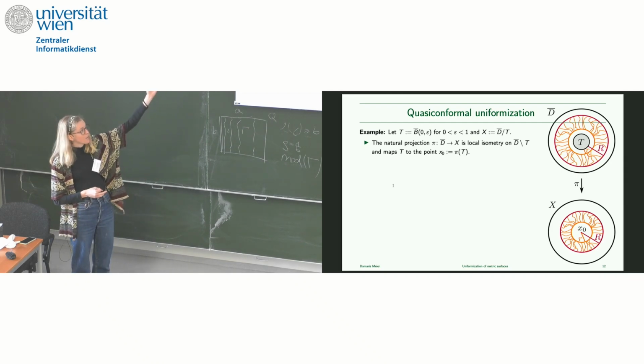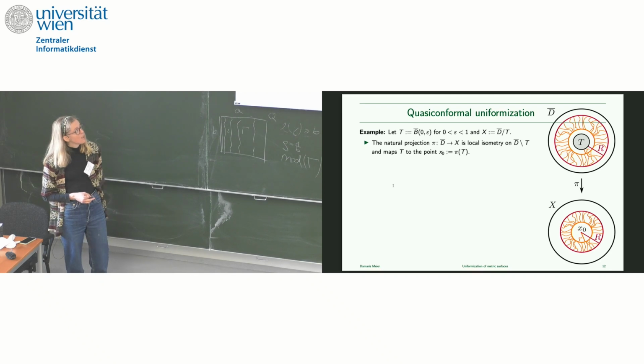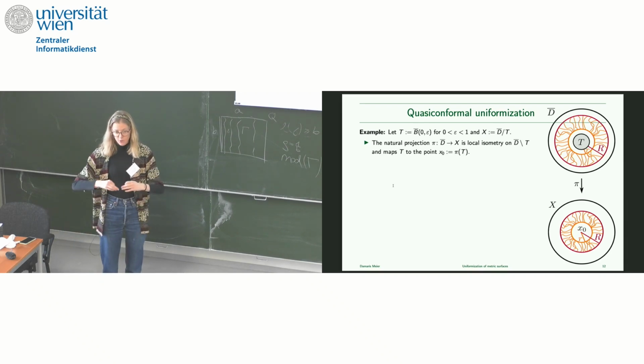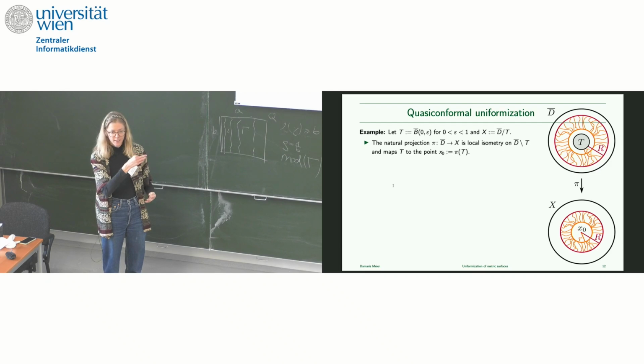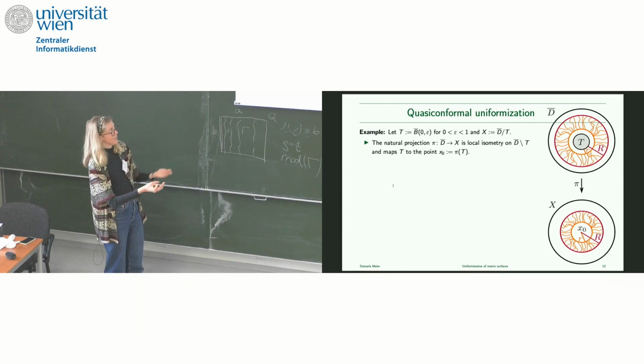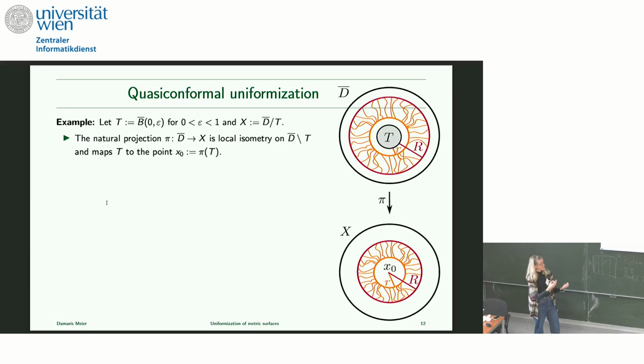And then we, of course, have the natural projection. This is a local isometry everywhere except in this small ball that we collapse, and it sends this ball T to just one point. Now what we're going to consider is the modulus of the curve family that I drew here, of radius small r around x0, connecting this ball to the outside of the bigger ball, around this one point that is the image of the collapsed disk.